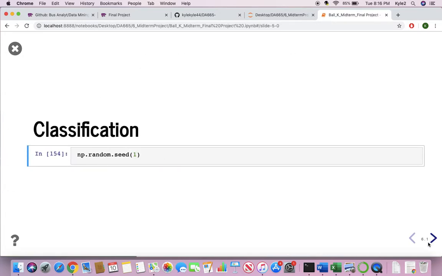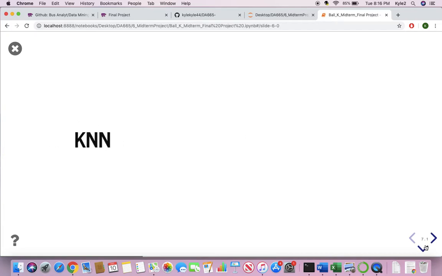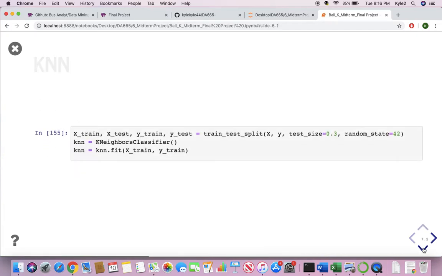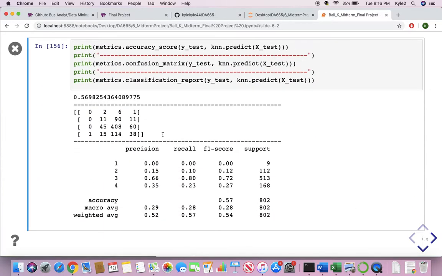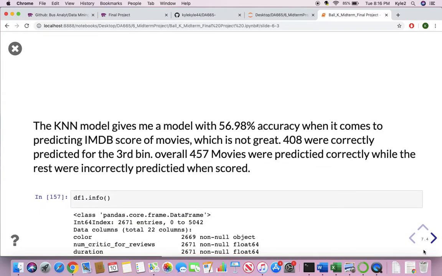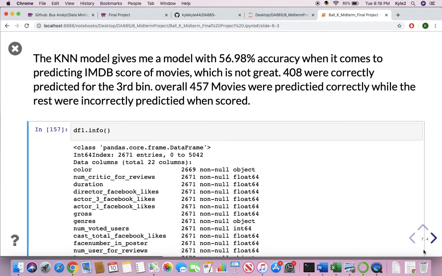So moving on, I was hoping classification would go better. I started with the KNN model, which is the nearest neighbors classifier, a lazier method, and that's probably why I got a lazier result of 0.5698, which is 56%. It only predicted 408 correctly in the third bin, and 457 movies overall, so it was a little bit all over the place.